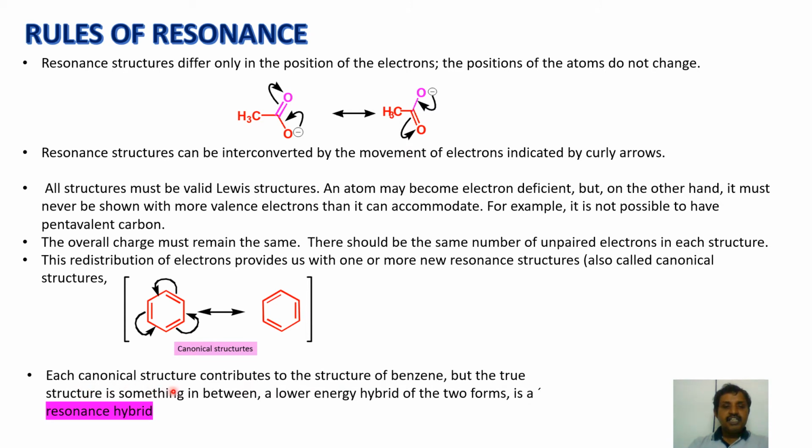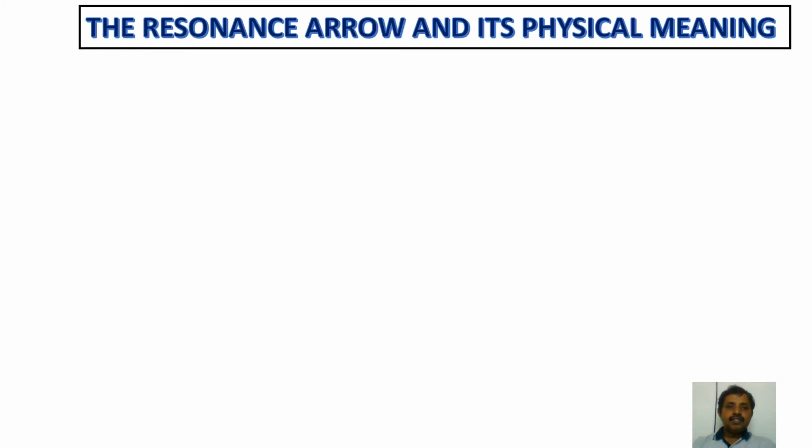and each canonical structure contributes to the structure of benzene, which is the true structure. The true actual structure is the resonance hybrid, and each of the canonical structures should contribute to the stable true hybrid structure. These two forms should contribute to the resonance hybrid structure, this one.